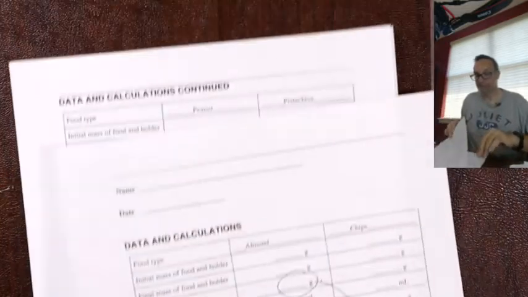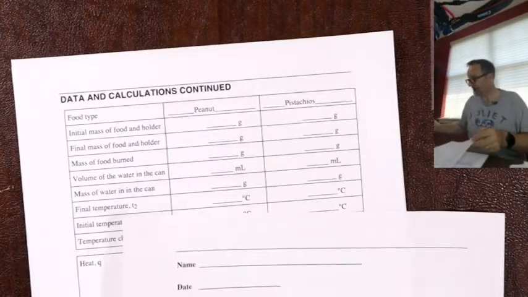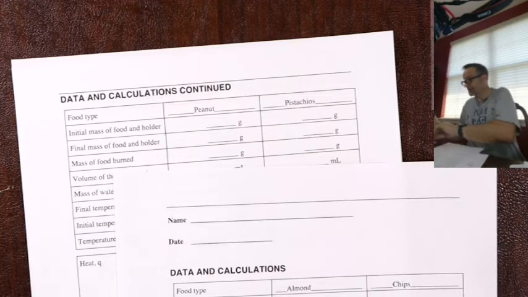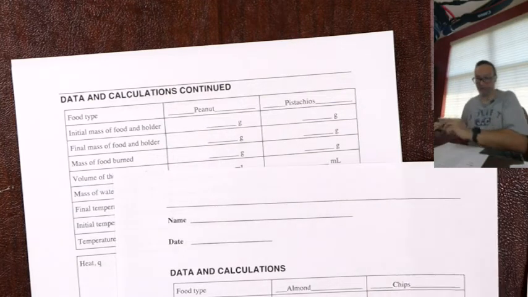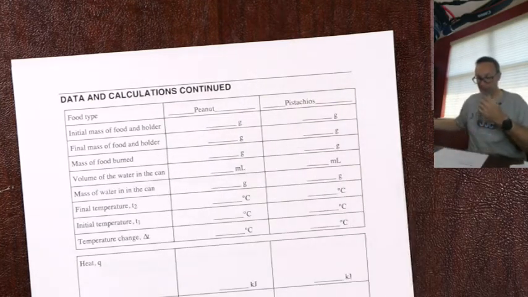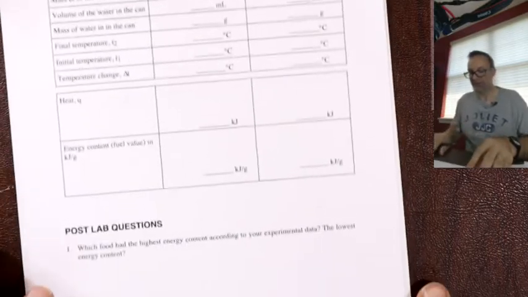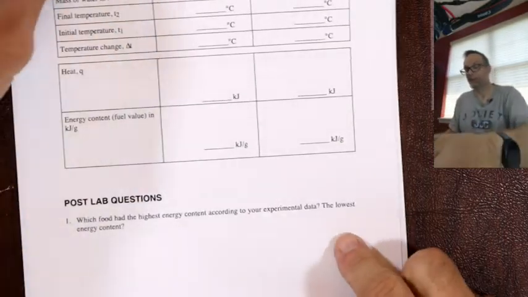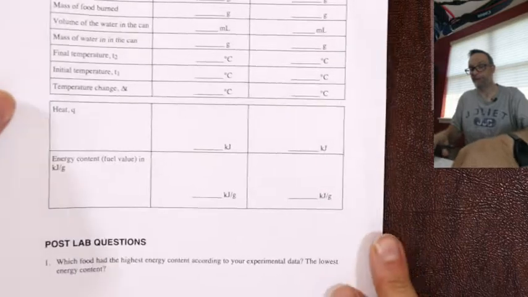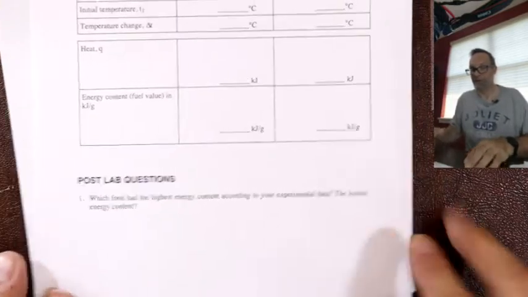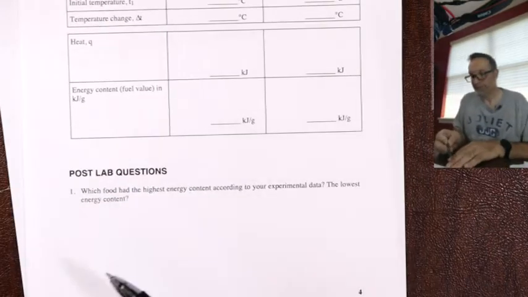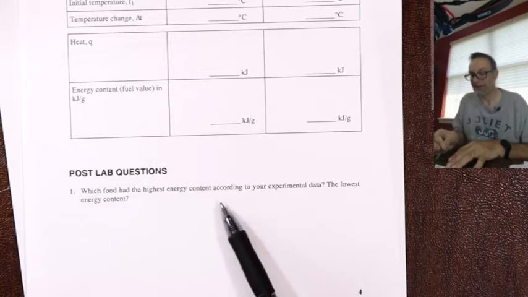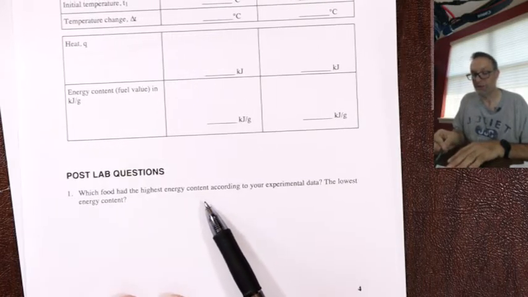Now, having done all that, the last thing we have are the questions. So the questions are actually not so bad. I'll just talk you through them a little bit. So rather than write on the piece of paper, let's just write on here. Which food had the highest energy content, and the lowest?